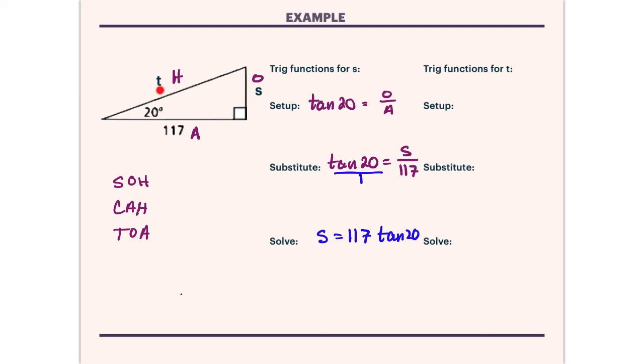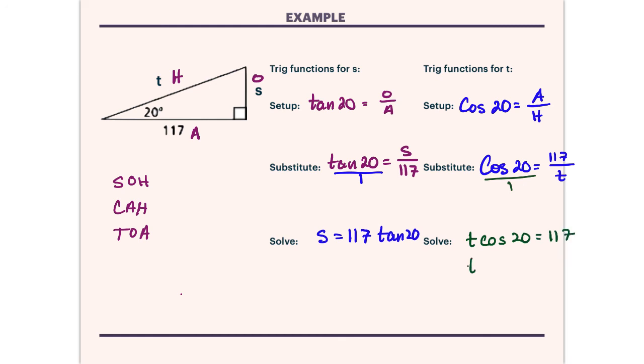Now let's find the t here, that's a hypotenuse. And we know the adjacent side. So adjacent and hypotenuse are involved. That's our cosine function. So cosine of 20 degrees is adjacent over hypotenuse. So cosine 20 equals 117 over t. And we'll cross multiply. I'm going to do the t. Cos 20 equals 117, and divide by the cosine of 20.